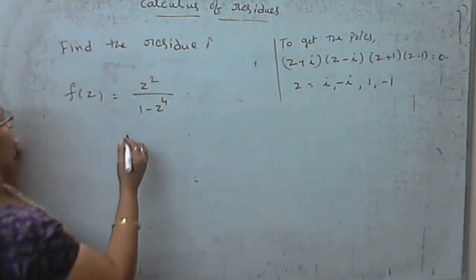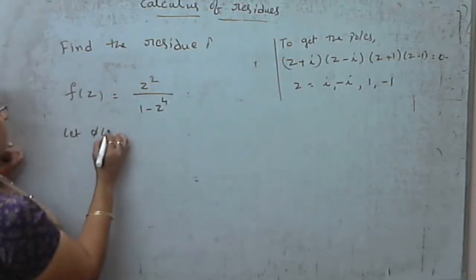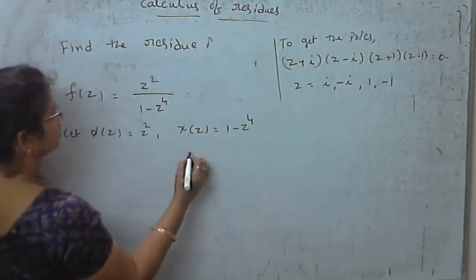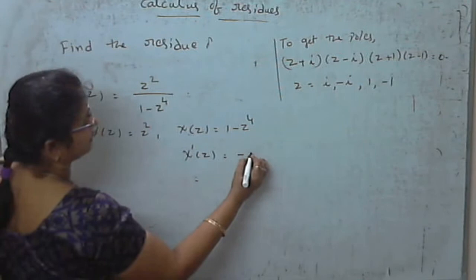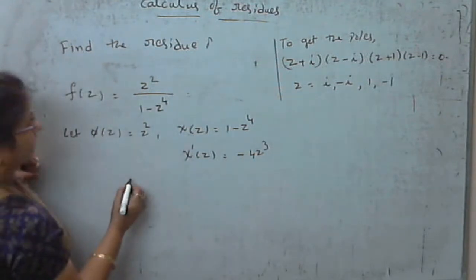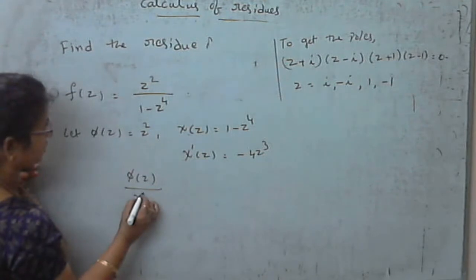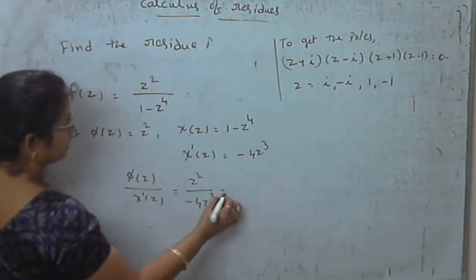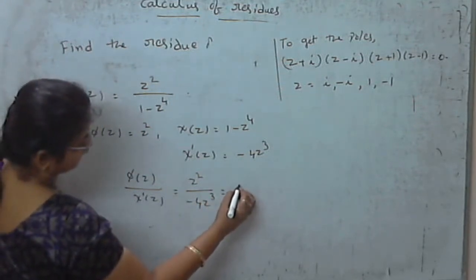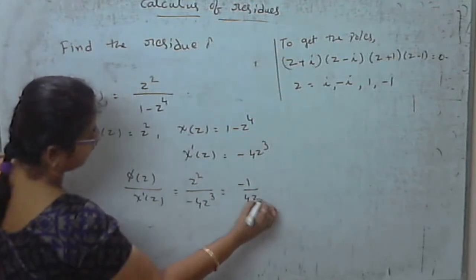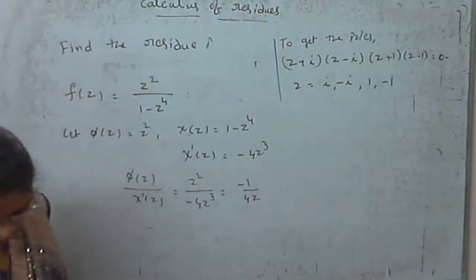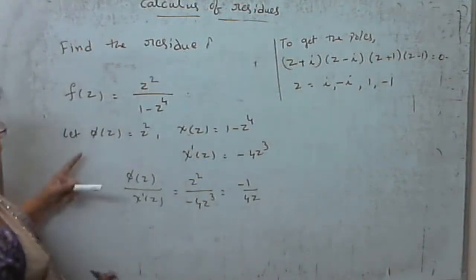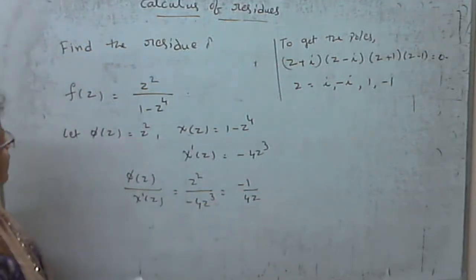This method is easy now. Let pi of z equal to z square, psi of z equal to 1 minus z power 4. So psi dash z equal to minus 4z cube. Pi of z by psi dash z equal to z square by minus 4z cube. That is equal to, z square cancels out, minus 1 by 4z. So pi of z by psi dash z equal to minus 1 by 4z.